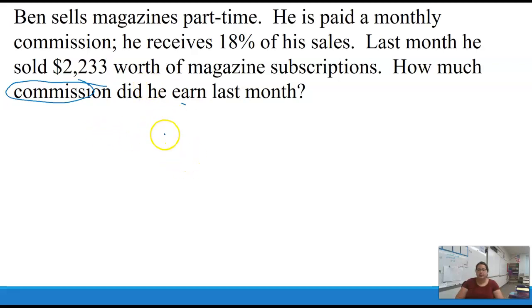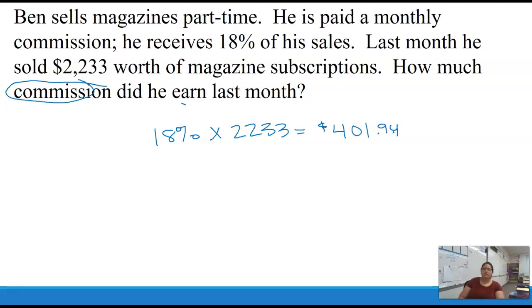Now, when we use straight commission, I want you to pause the video and try to work the rest of this out, and then come back and check your answers. So when we use straight commission, we take the percentage times the sales. So we're going to do 18% times his sales of 2,233. And we find out that Ben made $401.94 last month.